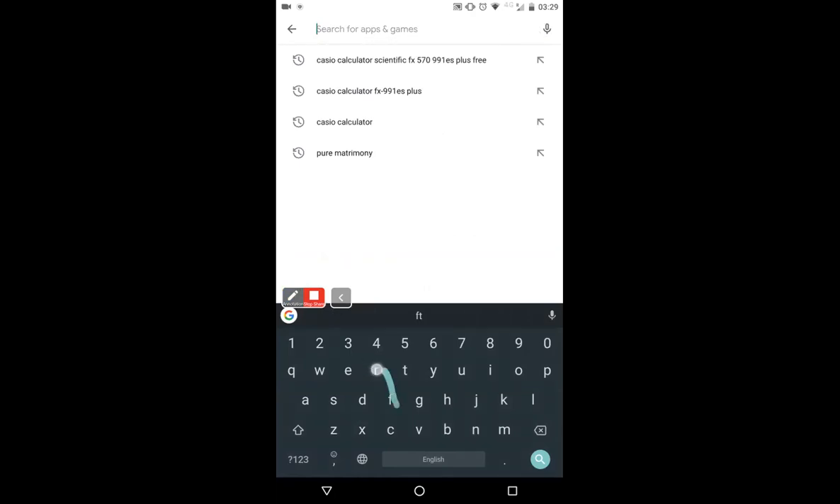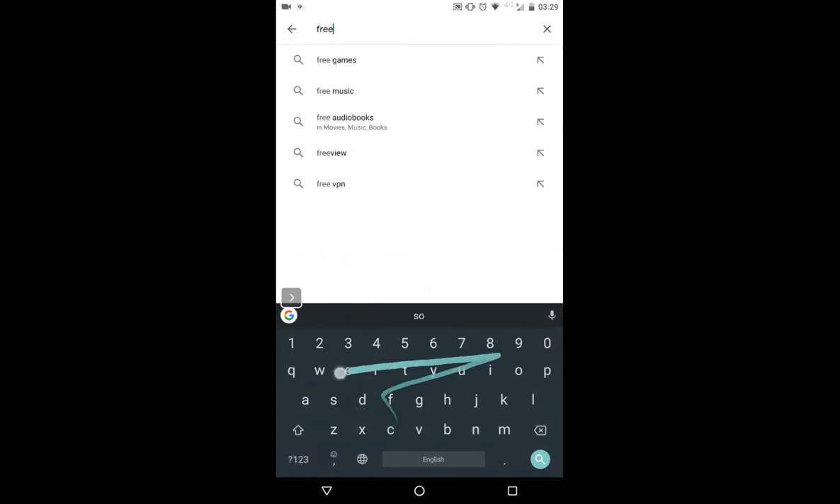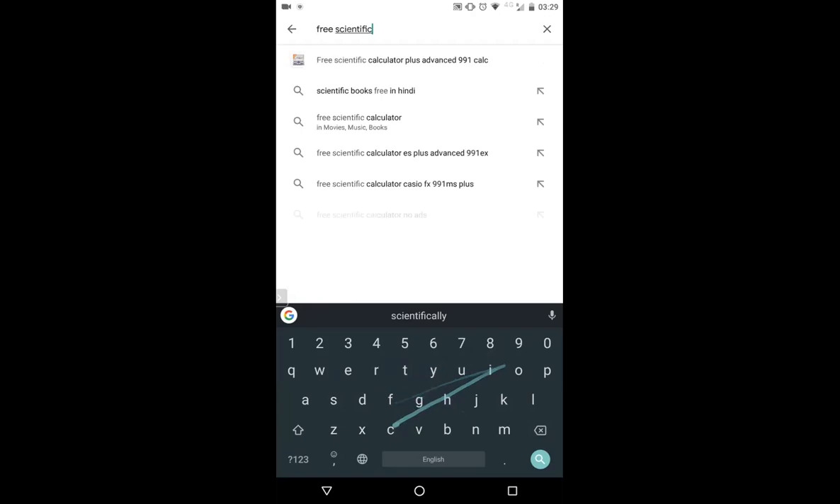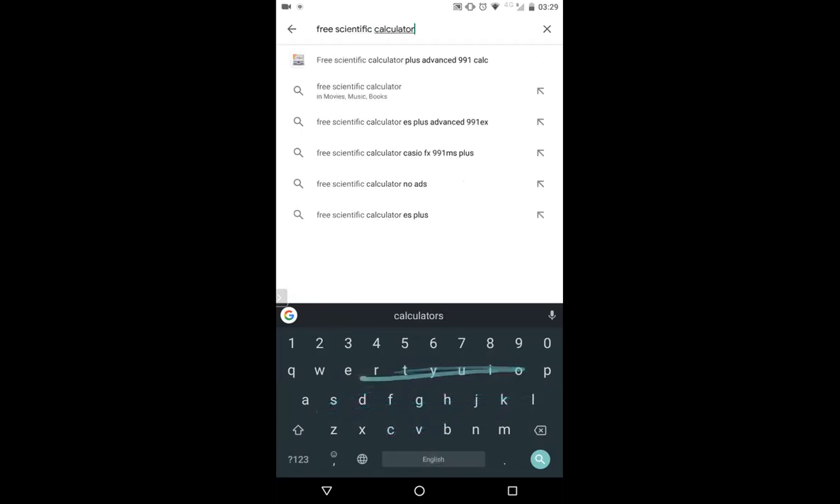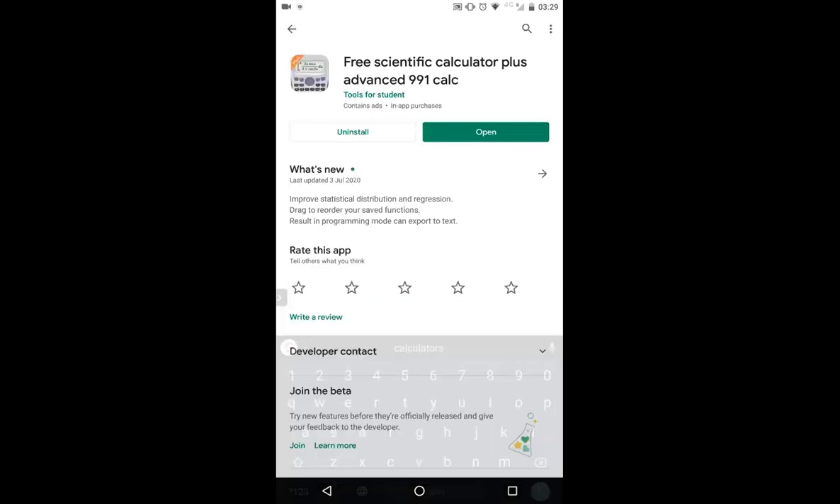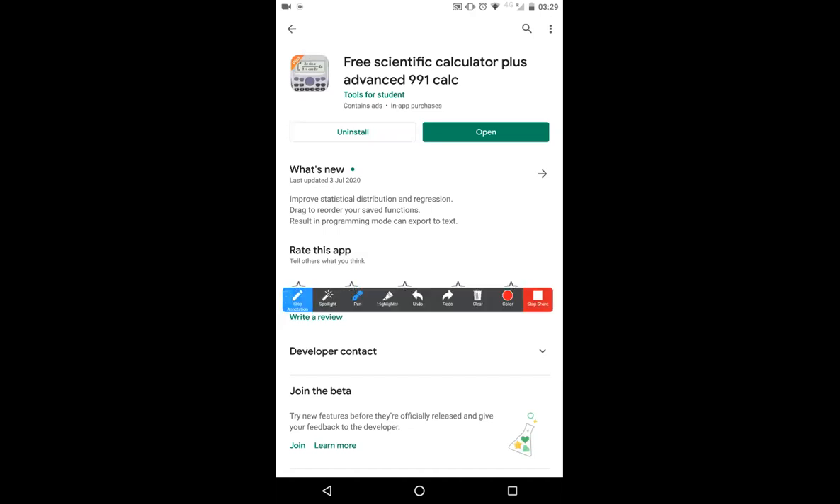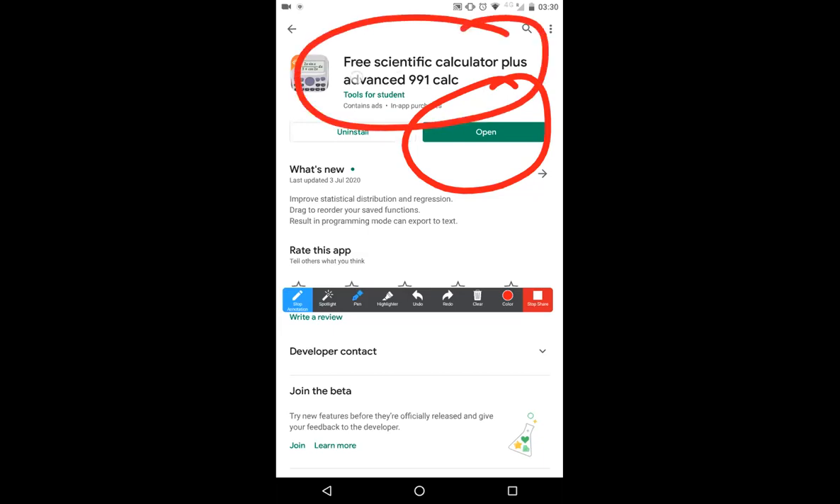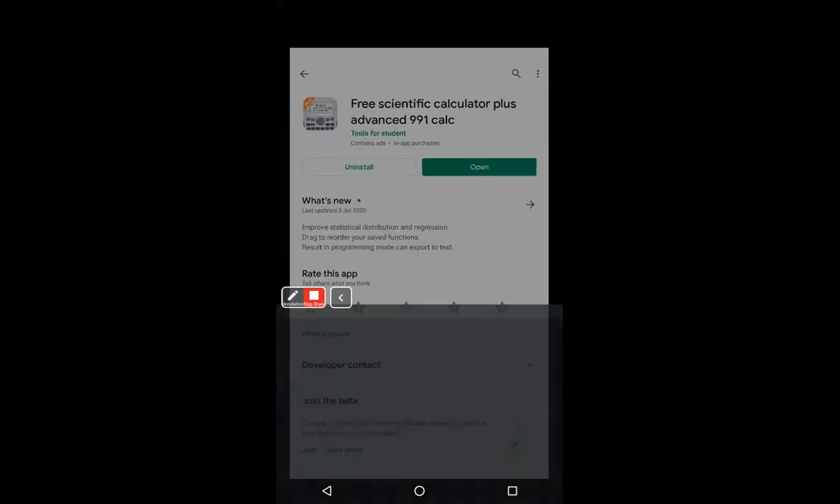So in the main search, what you have to write is free scientific calculator. Okay, once you write, the first thing you will get is the one. Please install this one, because I've already installed it. You can see it is showing me an open button here. You have to make sure you do this one. It is tools for students. Because it is already installed, I open. Once I open, it will come like this. So this is the calculator.